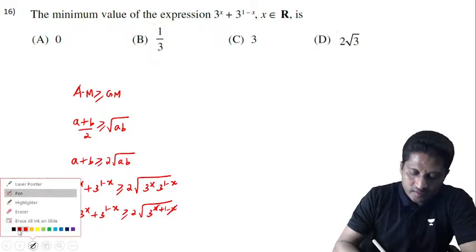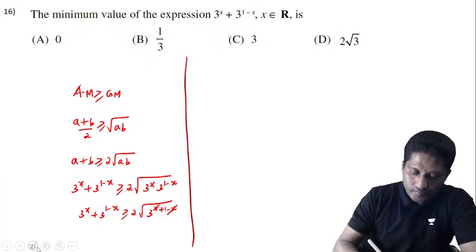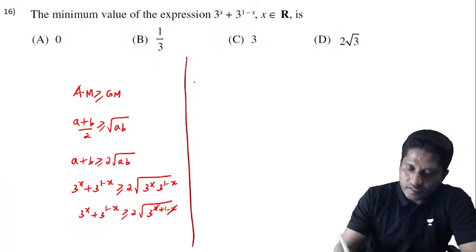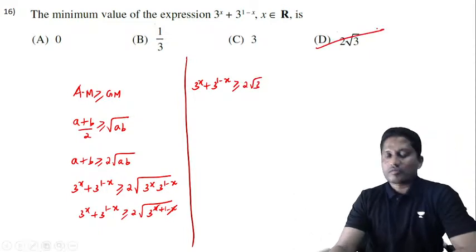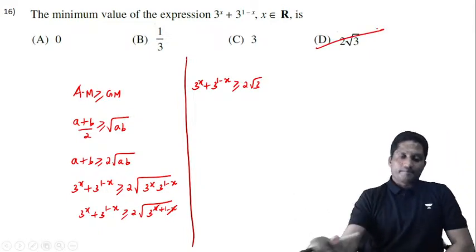Okay, this will cancel. This becomes 3 power x plus 3 to the power of 1 minus x is greater than or equal to 2 root 3. The minimum value is 2 root 3 only. Answer is option D.